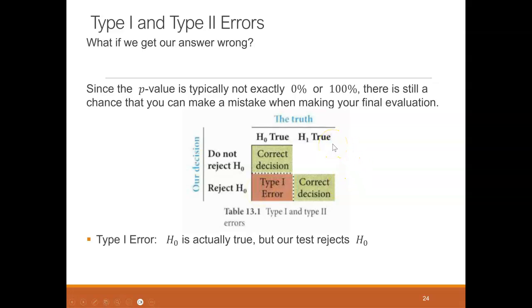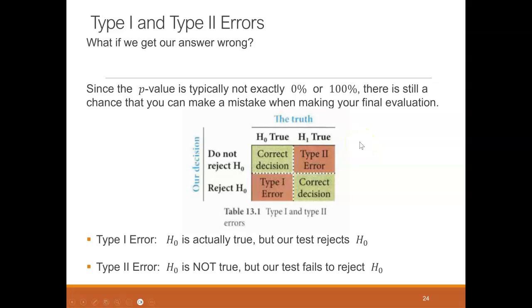And if we do the opposite, if the null isn't true, but we accepted it, then we have a type 2 error. Let me just Google something really quick. Yeah. So the type 1 error is like the false positive, and the type 2 error is the false negative.